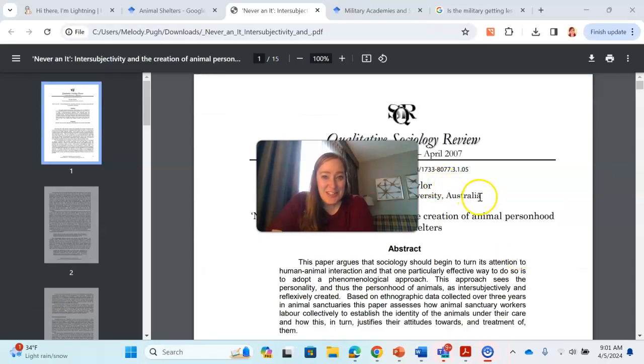Nicola Taylor from Central Queensland University in Australia actually wrote an article called Never and It, Intersubjectivity and the Creation of Animal Personhood in Animal Shelters. And that is just what's happening in those adoption pages. Those animals are getting turned into people that we can relate to and think about how we want to interact with.